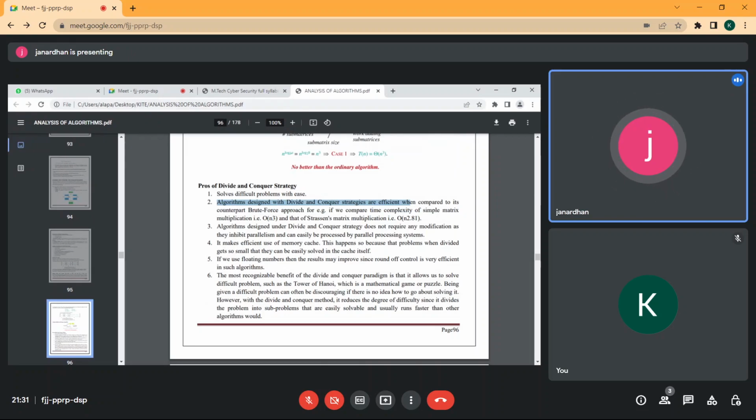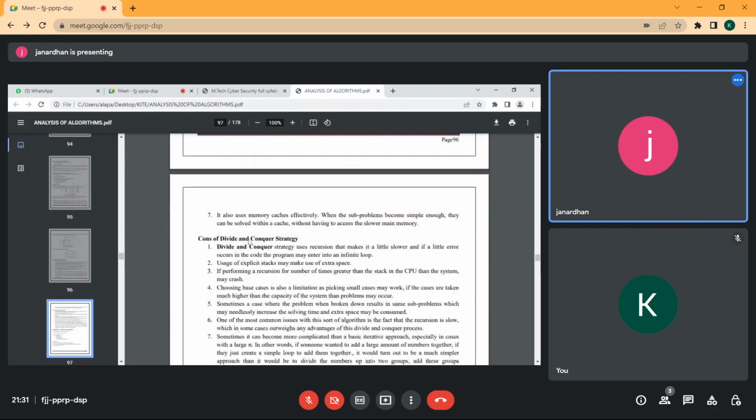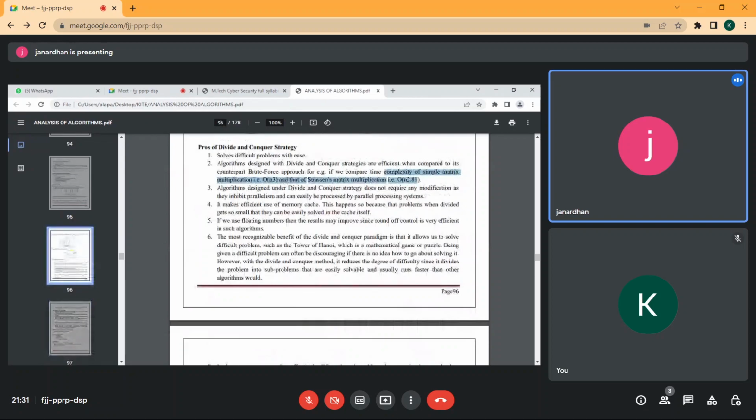Divide and conquer strategy solves difficult problems with ease. Algorithms designed with the divide and conquer strategies are efficient when compared to its counterpart, brute force approach. If we compare time complexity of simple matrix manipulation, big O of n cube, and that of Strassen's matrix manipulation, big O of n square. Third, the algorithms designed under divide and conquer strategy do not require any modification as they inherit parallelism and can easily be processed by parallel processing systems.